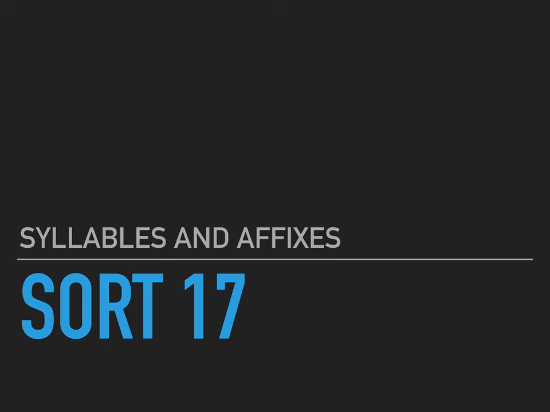Okay, so today we will be doing Sort 17 in syllables and affixes. You will find the words on page 65 in your syllables and affixes book. So go ahead and find the words, and I need you to cut them out. Put your name, number, or initials on your words. As you are doing that, you can pause the video.